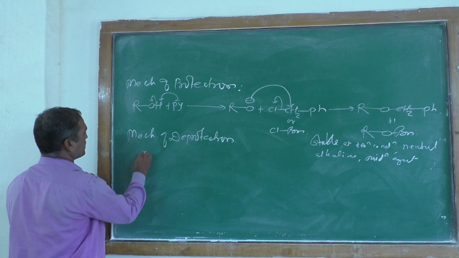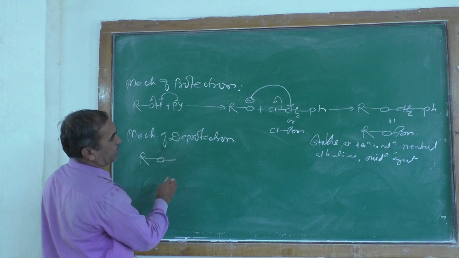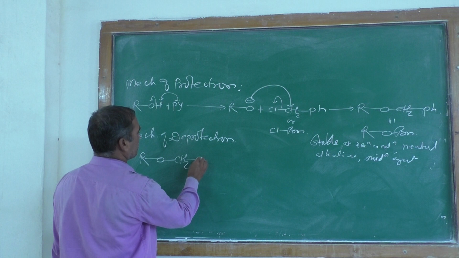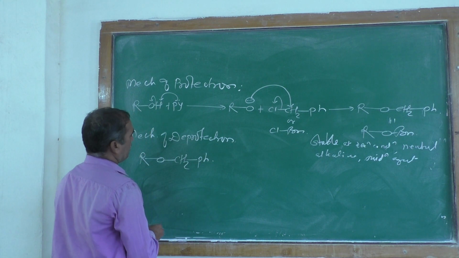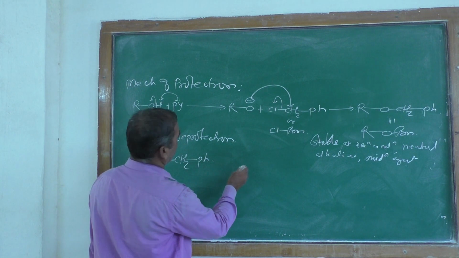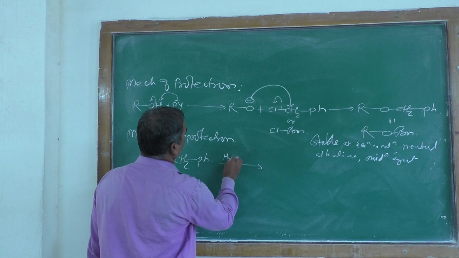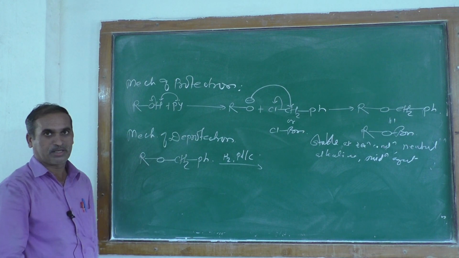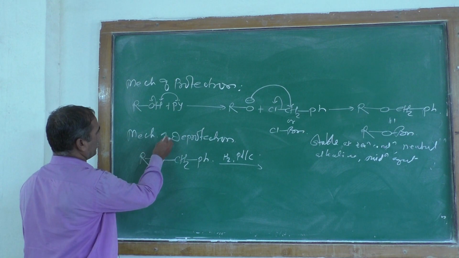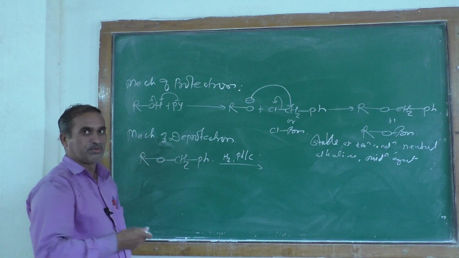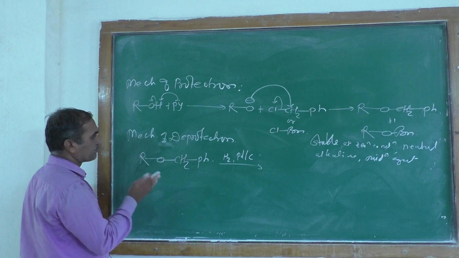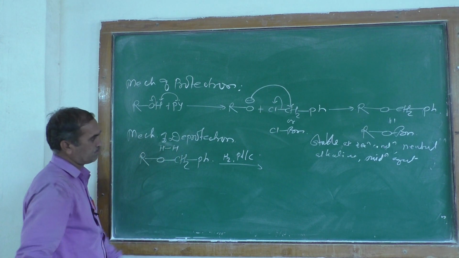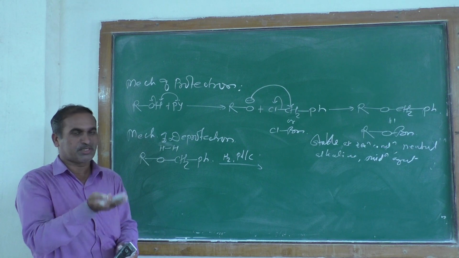Here we have this one, RO-CH2-Ph, where Ph means phenyl group in short. That will be treated with H2 in presence of palladium charcoal. There is no specific mechanism, but let me tell you how the mechanism may be. A hydrogen atom and a hydrogen atom appear under the palladium charcoal, that is the support.